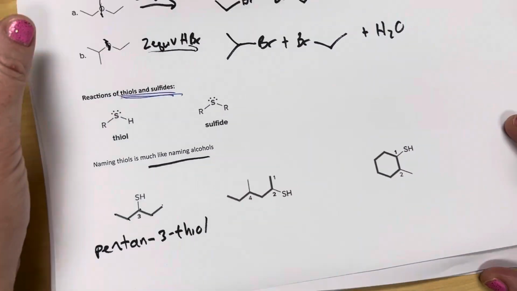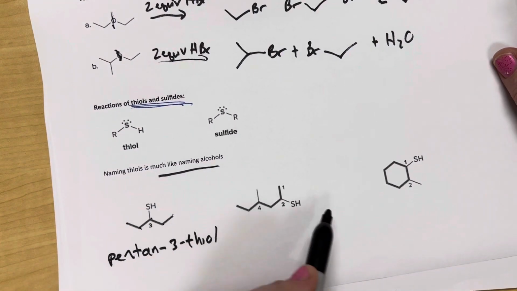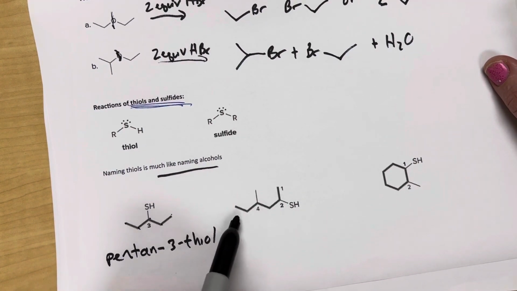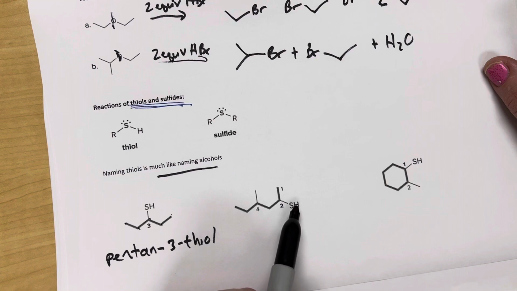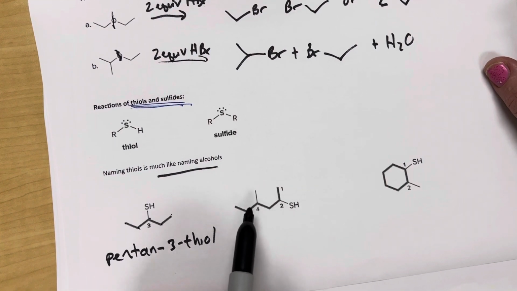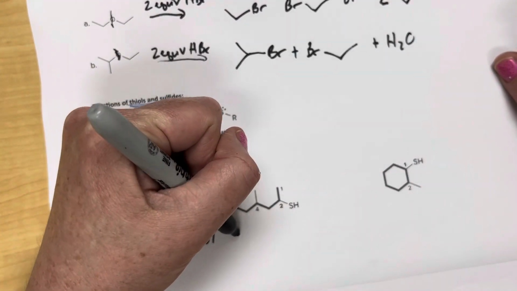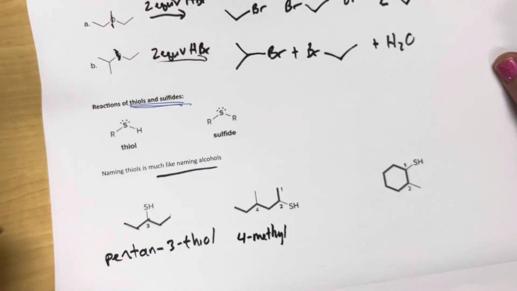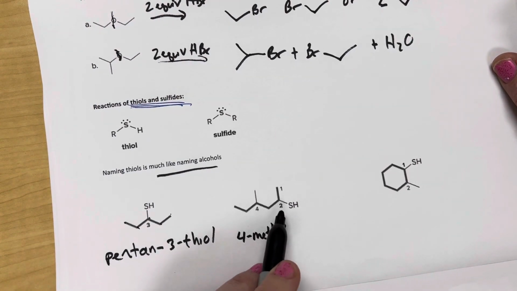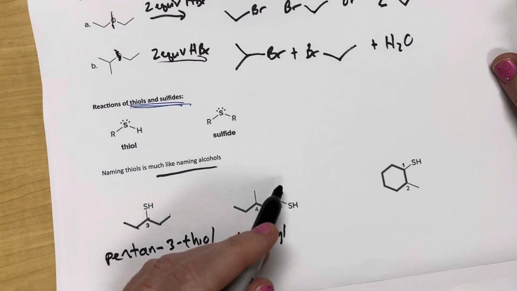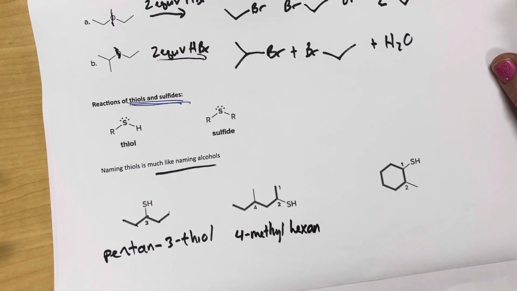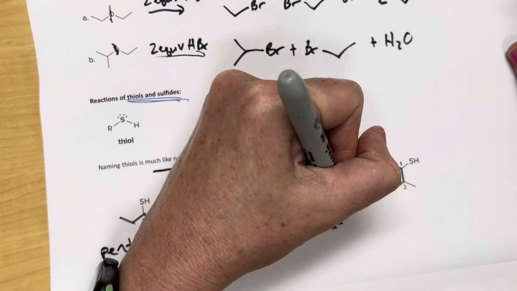On this next one, if you go to find the longest chain, it's already found it for you. You want to put the lowest number on the thiol. So you wouldn't want to start over here, you'd want to start over here. 1, 2, 3, 4, 5, 6. On the 4, it appears I have a methyl group. And on the 2, I have the thiol. This was a hexane, so I would call it first a hexane, and then 2 thiol.